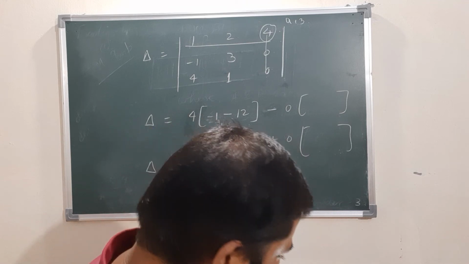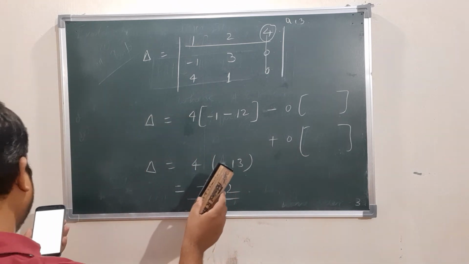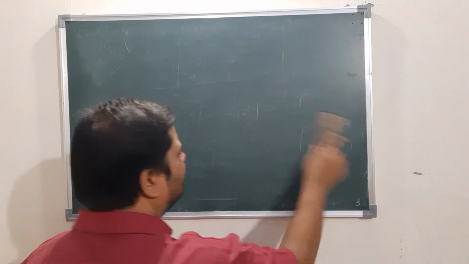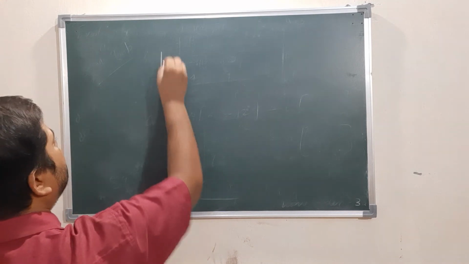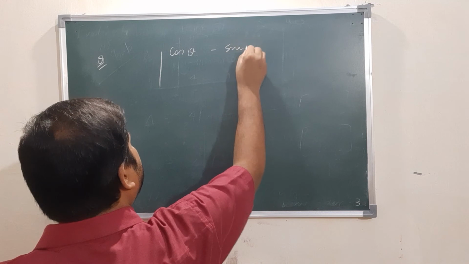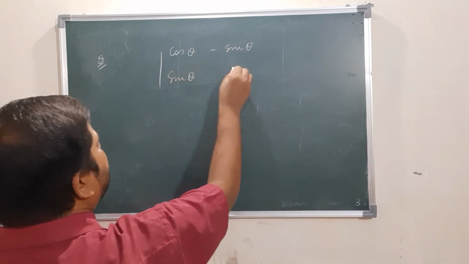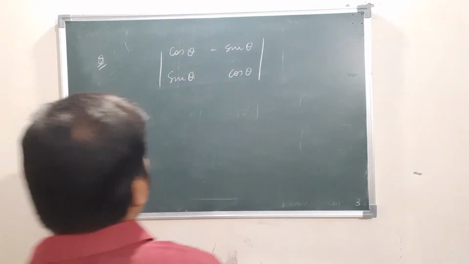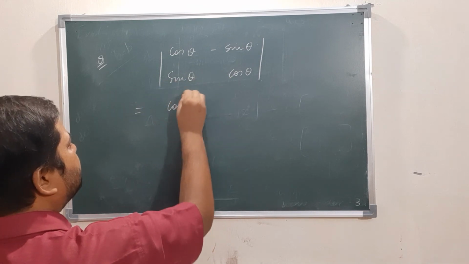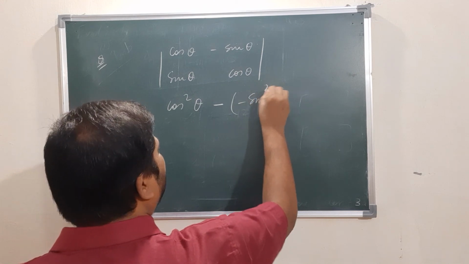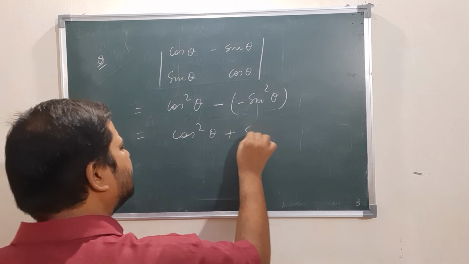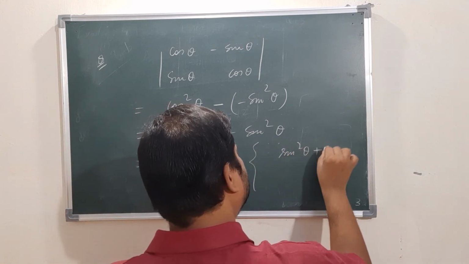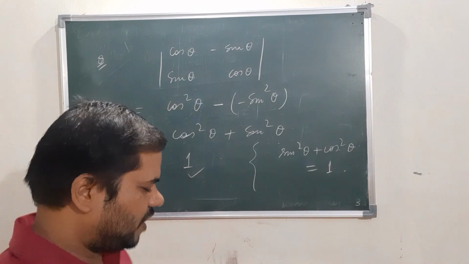Only one more question you have to see. Cos theta, minus sin theta, sin theta, cos theta. Solve this one. This is also an important question. What is the expansion of this particular determinant? Cos theta into cos theta, cos square theta, minus of minus sine square theta, and you will get cos square theta plus sine square theta. From the trigonometric identities, since you know that sine square theta plus cos square theta is equal to 1, it will be 1 only. Okay?